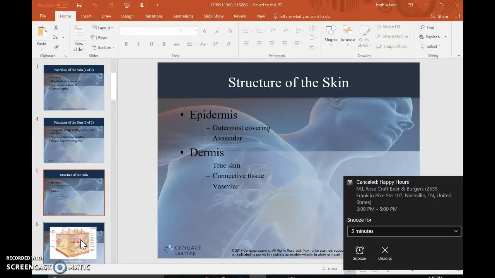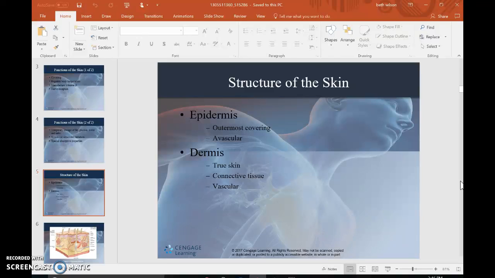Okay. Moving on. Structures of the skin. The epidermis is the outermost layer of the skin. It's made up of epithelial cells. There are no blood vessels present in this layer of skin. So again, outermost layer, avascular means that there are no blood vessels present. That's what that term means. The second layer of skin that we're going to focus on is the dermis, and it is known as the true layer of skin. It's made up of connective tissue, and it is vascular, so that means it does have blood vessels within it.